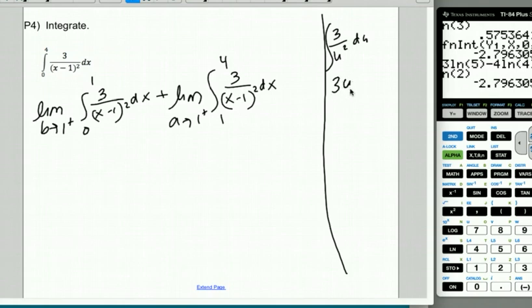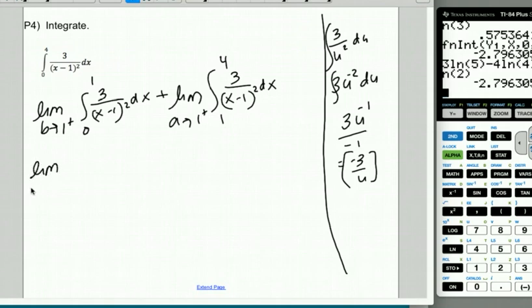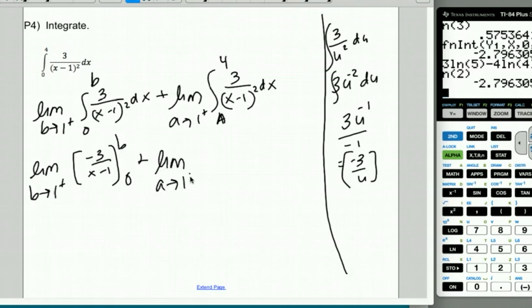so that's a 3u to the negative second. So when you integrate, you're going to get 3u to the negative 1 over negative 1, which means you're going to get a negative 3 over u, essentially. So we're going to get that this is the limit as b approaches 1 from the negative of a negative 3 over x minus 1 from 0 to b, sorry, that wasn't a 1. That was a b, and that was an a. My bad, people. Plus the limit as a approaches 1 from the positive. Sorry, this one was from the negative. Man, I'm having an off problem. Anyway, of negative 3 over x minus 1 from a to 4.